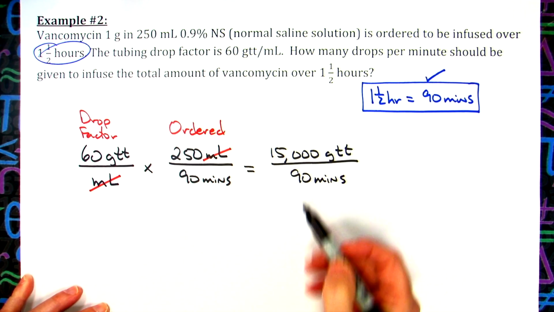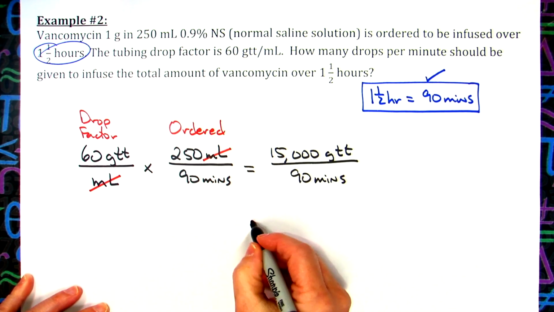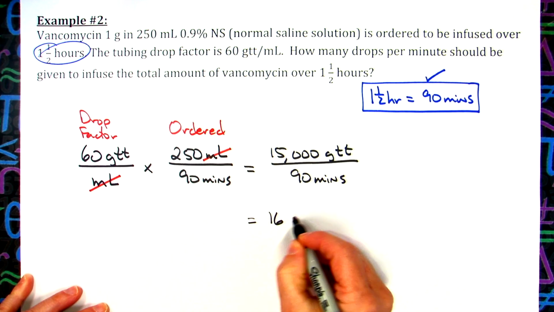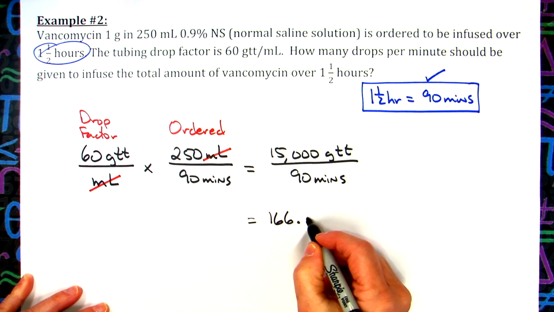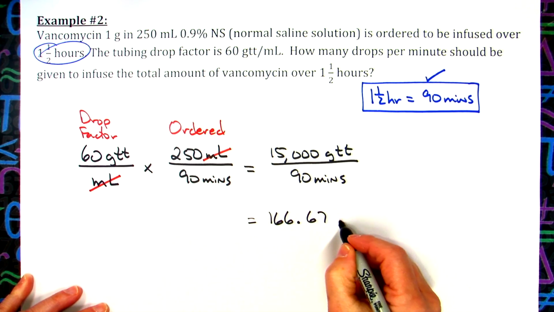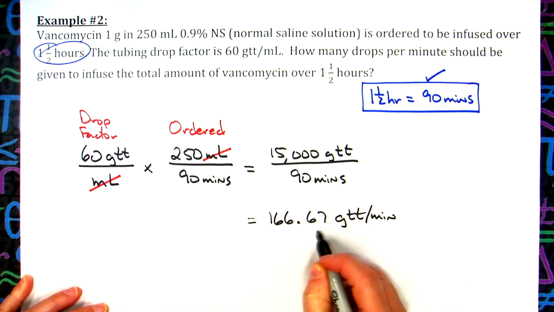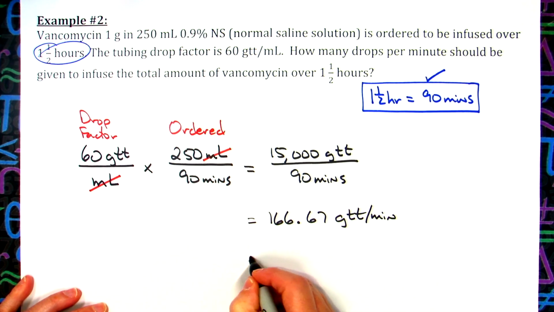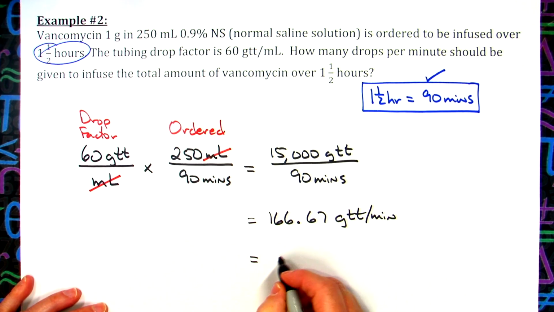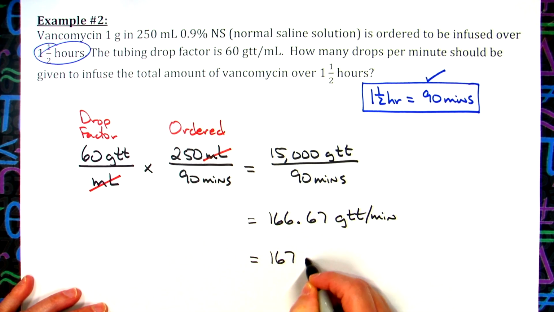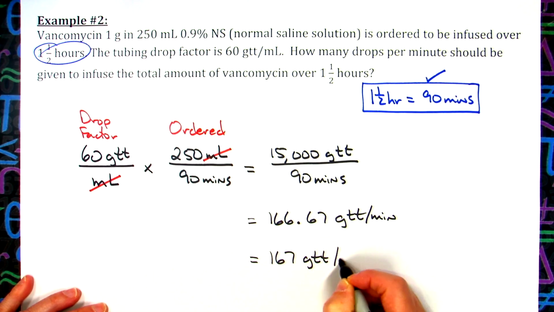Okay, you'll use a calculator. You'll divide 15,000 by 90. You'll get a repeating decimal, 166.6 repeating, so 166.67 drops per minute. But you can't have any type of fractional drop. So we're going to round to the nearest whole drop, which will be 167 drops per minute.